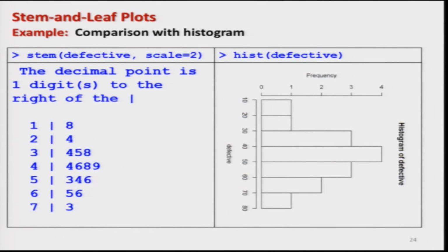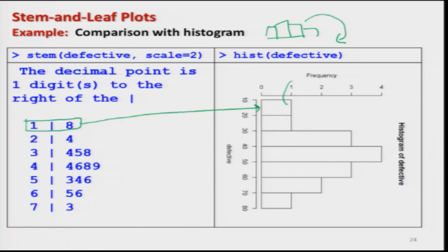So, in order to compare it, I am trying to make the histogram here, and the histogram will look like this and so on. I have rotated it so that it becomes comparable with the stem and leaf plot. You can see in this data set, this is 1 | 8. So, this is indicating this, and now if you look, this is 1. This is indicating the frequency, that the number of values between 10 and 20 is only 1.